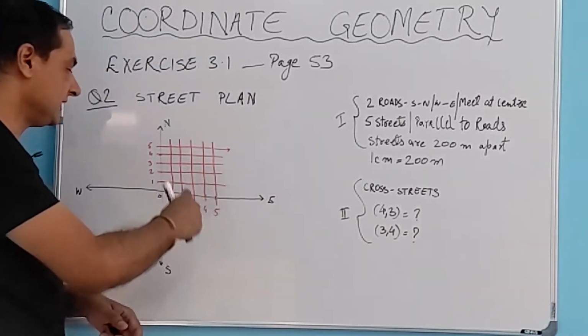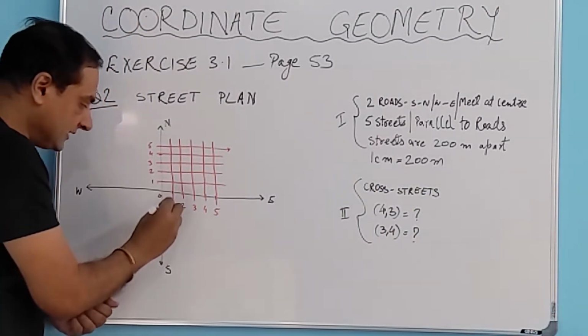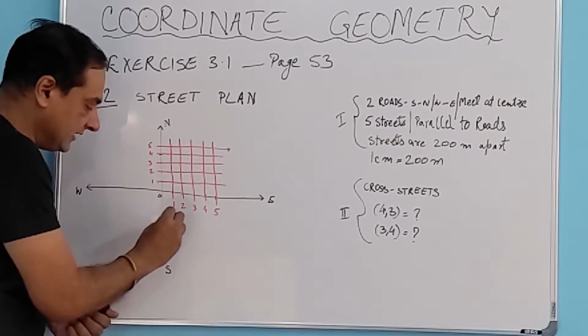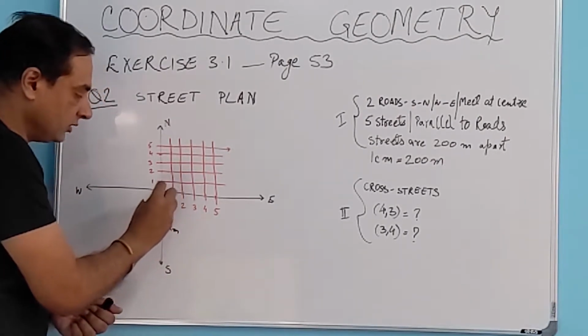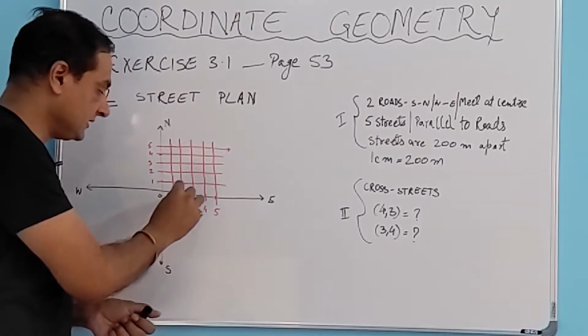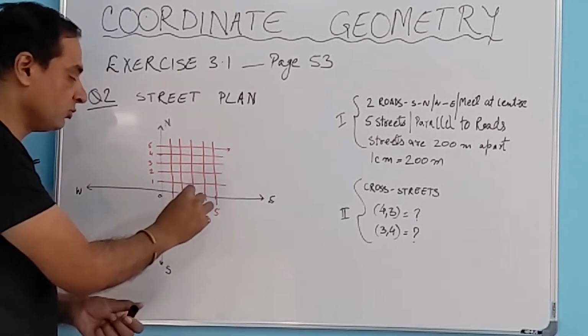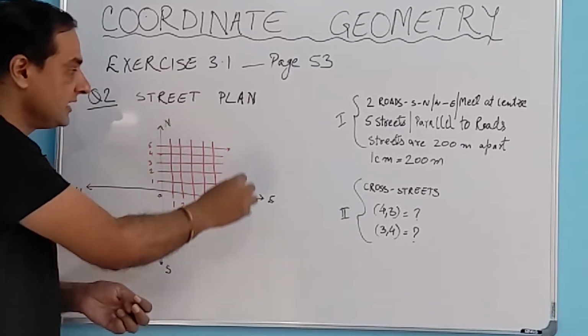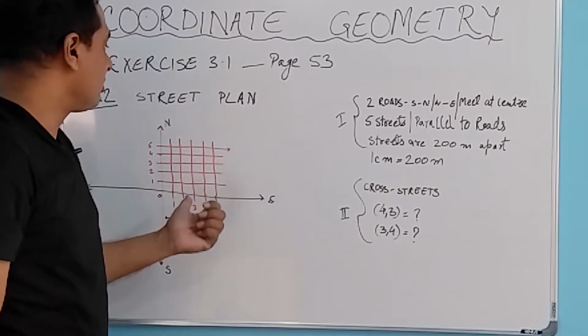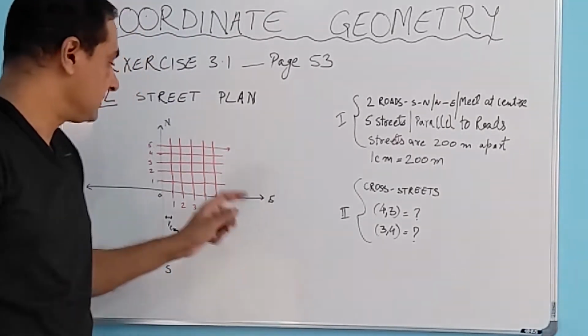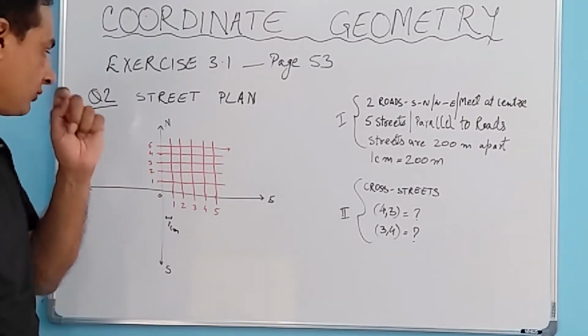So with that scale, this distance between each street is basically 1 centimeter. So on first centimeter it is street number 1, second centimeter it's street number 2, and so on. So the first part is to draw this street plan on the paper. This is the answer. This is how we create that.